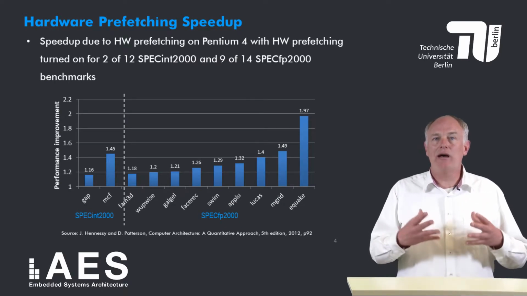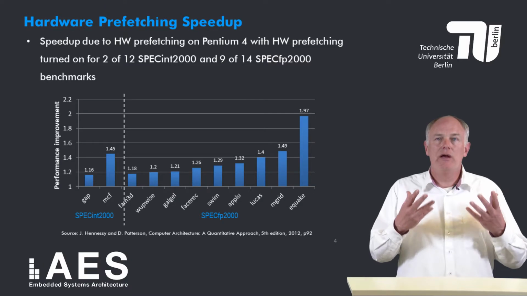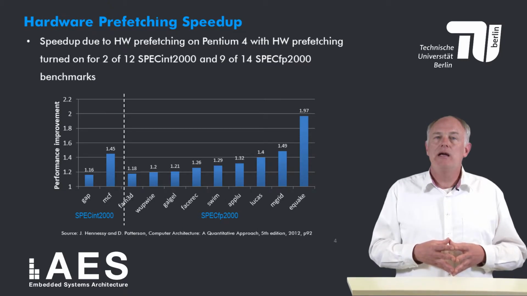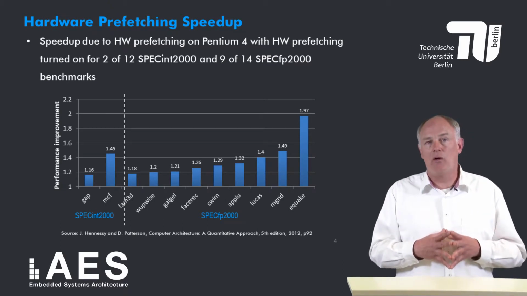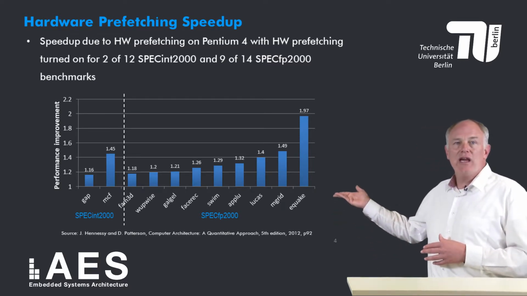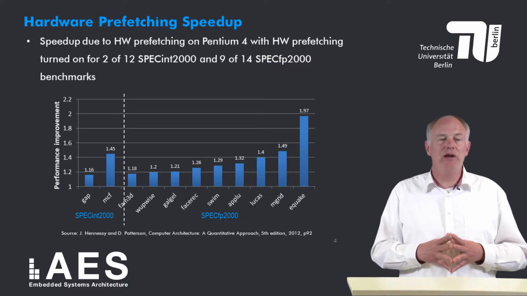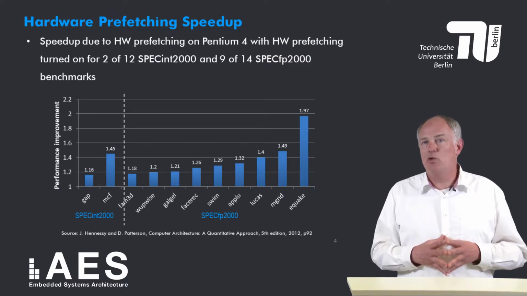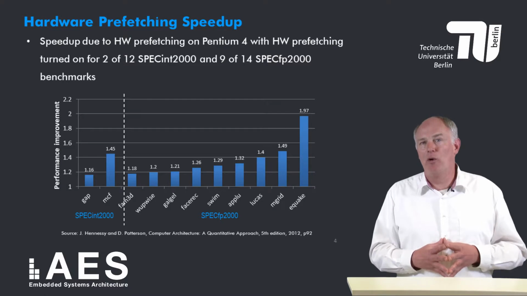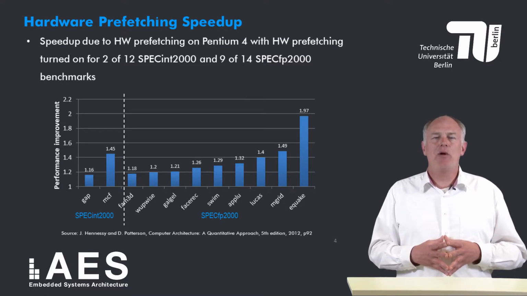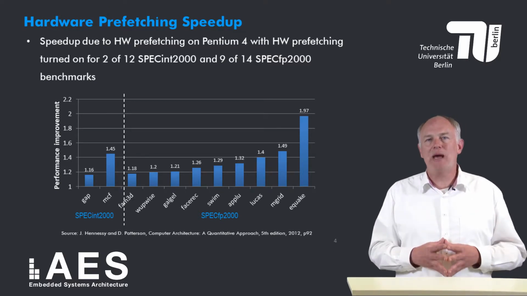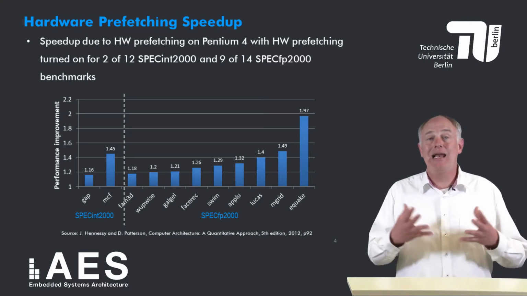The Pentium 4 had a hardware prefetcher that monitored data access patterns and prefetched data automatically into the L2 cache. This hardware prefetcher could be turned on or off since not all applications benefit from hardware prefetching. This figure shows the speedup achieved by the hardware prefetcher for 2 of the SPEC int 2K benchmarks and 9 of the 14 SPEC floating point 2K benchmarks. Only the benchmarks that benefited the most from prefetching are included. The missing 15 SPEC 2K benchmarks were accelerated by less than 50%.